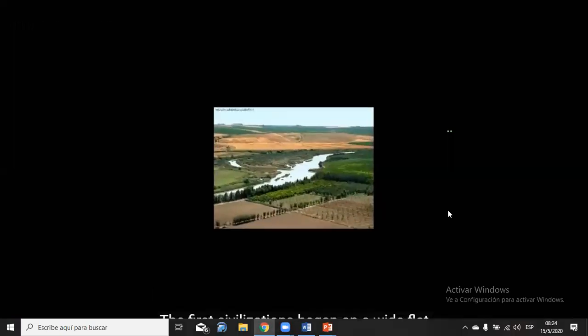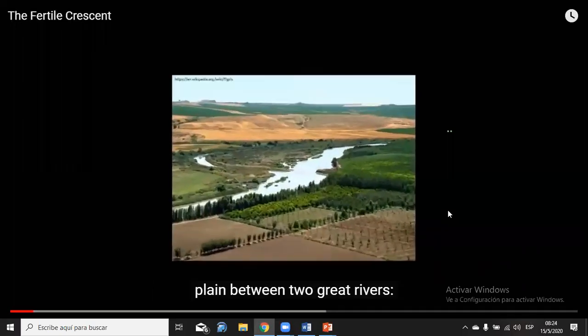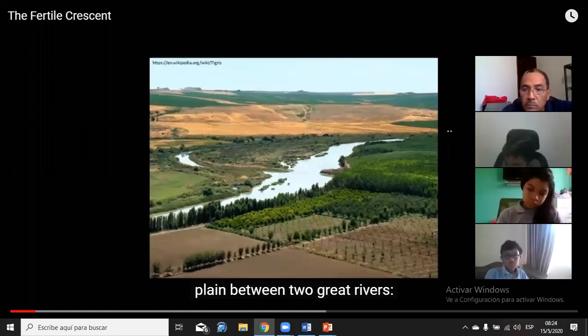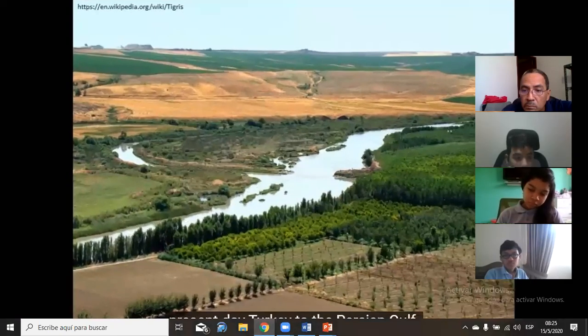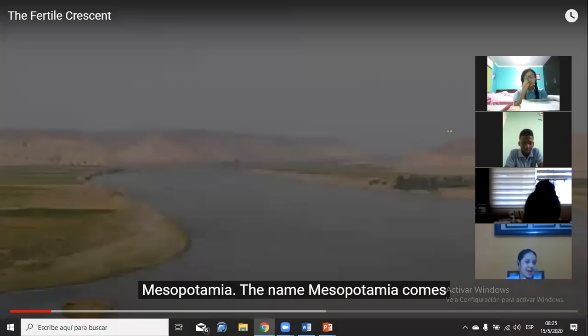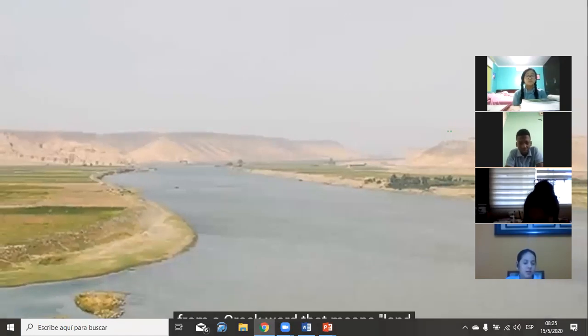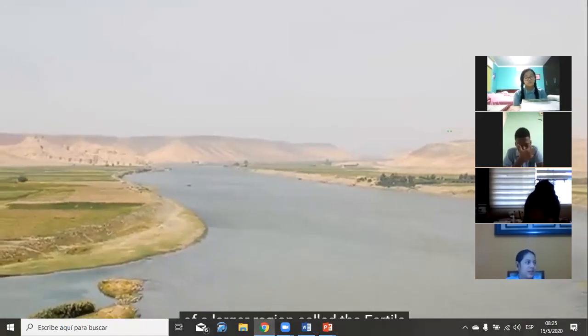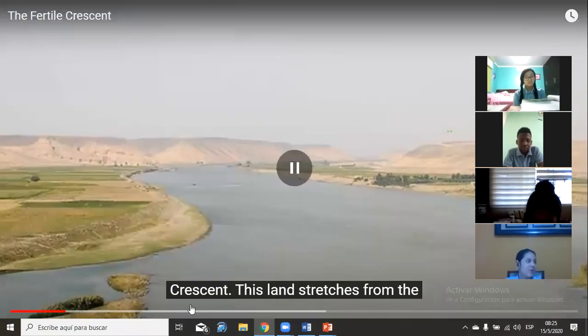The first civilizations began on a wide, flat plain between two great rivers, the Tigris and the Euphrates rivers. These rivers flow from the mountains in present-day Turkey to the Persian Gulf. In ancient times, this area was called Mesopotamia. The name Mesopotamia comes from a Greek word that means land between the rivers. Mesopotamia is part of a larger region called the Fertile Crescent.